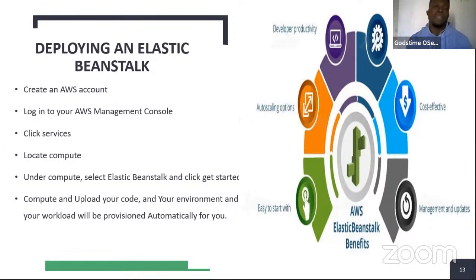The simple steps are, if you don't have an AWS account, you create an AWS account, then you log into your AWS Management Console, you click on Services, locate Compute. Under Compute, you select Elastic Beanstalk and click Get Started. Then you specify your resources, like the name of your Elastic Beanstalk.